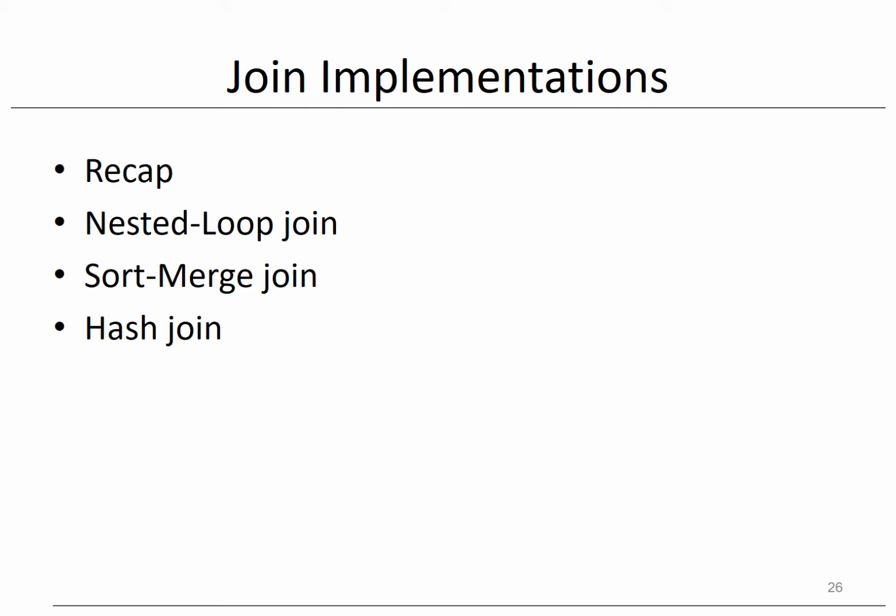In what follows, we zoom in on join implementations. We start with a recap and then discuss nested loop join, sort merge join, and hash join.